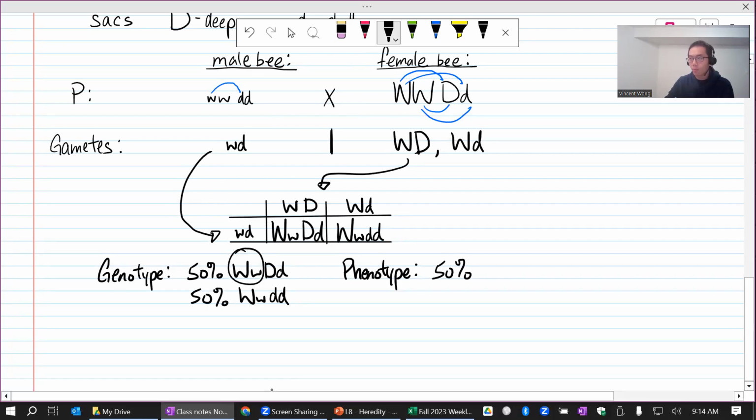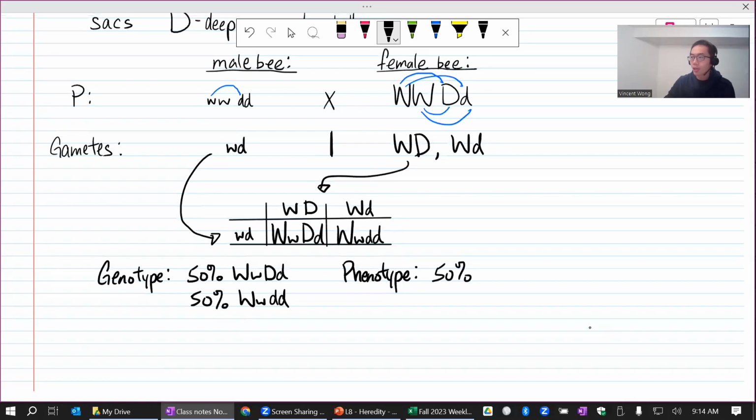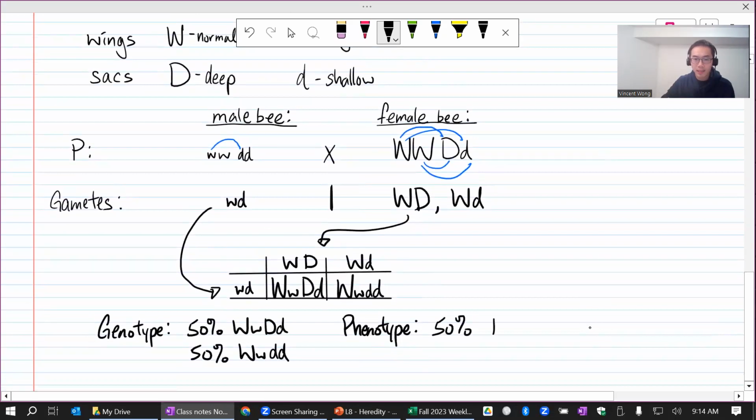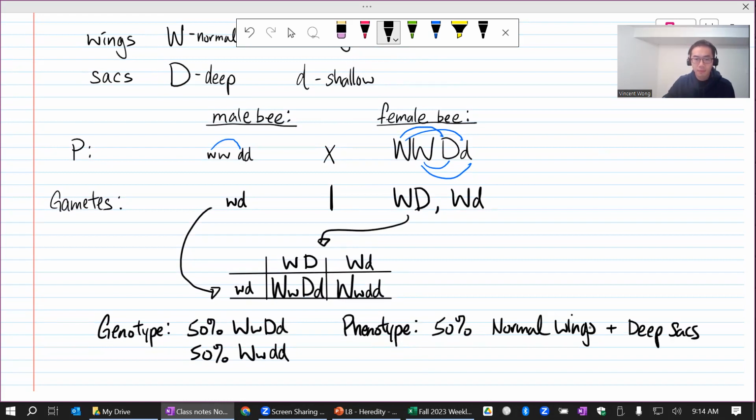What kind of wings is this? Is it normal or not, or vestigial? Well, we can go back to our chart, right? Big W means normal, right? So normal wings, and big D is deep sacs. And then the other 50% also normal wings, but shallow.